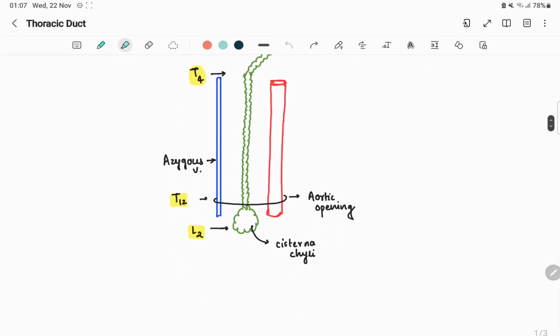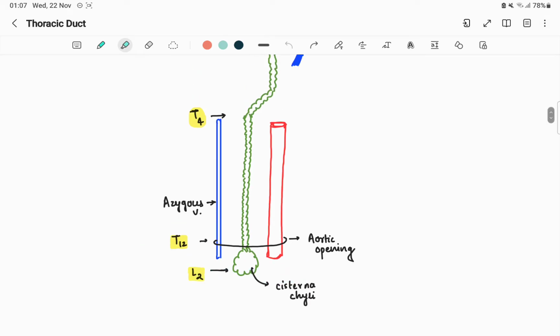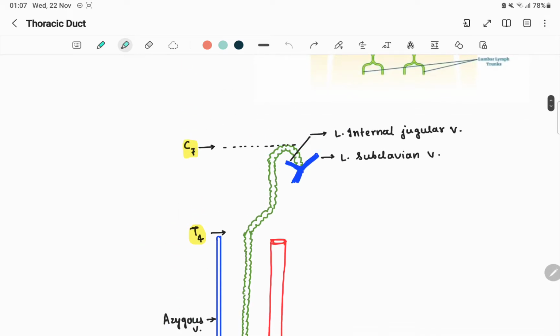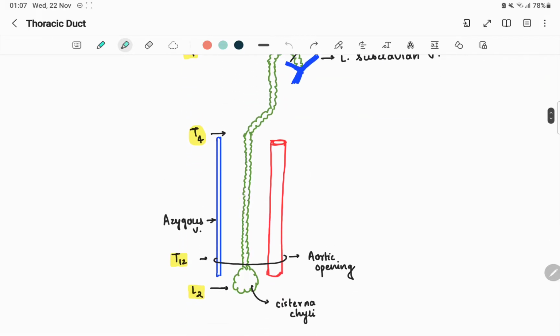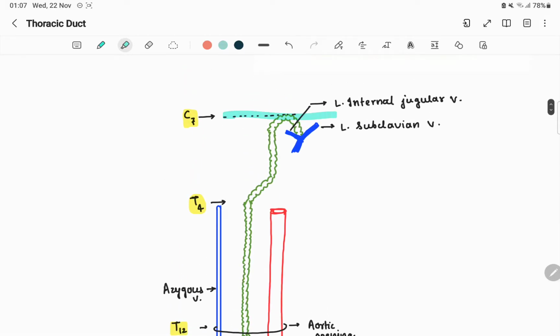It extends from the L2 level up to C7. Just imagine how huge it is. And here at the C7 level, we have our internal jugular vein and the left subclavian vein. It drains into the junction between the left internal jugular vein and the left subclavian vein. Understood? So it drains into that junction. So how is it coming?